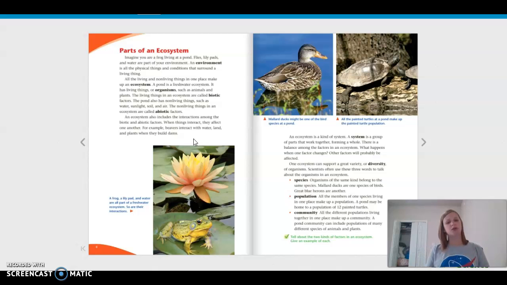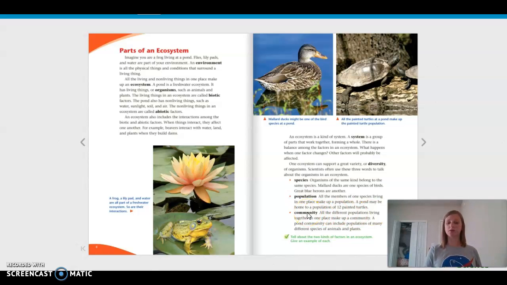The 3 words that we use to talk about organisms in an ecosystem are right over here on page 5. You can see them: species, population, and community. So a species, that's organisms of the same kind that belong to the same species. So mallard ducks would be one species of birds. Blue herons are one species of birds. The population is all the members of one species living in one place. Okay, so there could be 12 painted turtles living in a pond. That would be a population.